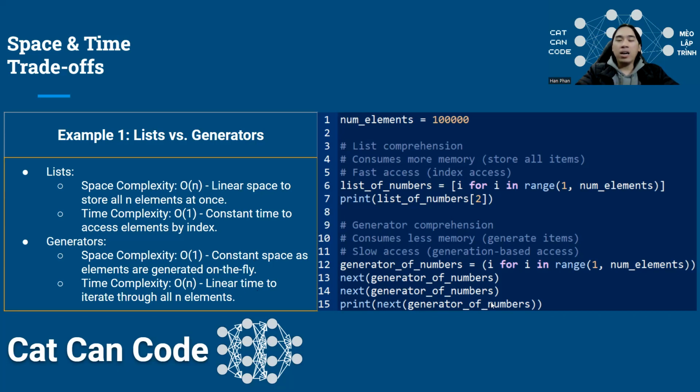To get the number at the position number 2 though, it means I have to go through the first number and the second number. I need to generate those two numbers first before I can get to the third number, which is at index number 2, because index starts from 0. So it takes time complexity of O(n) to get to where I want to.